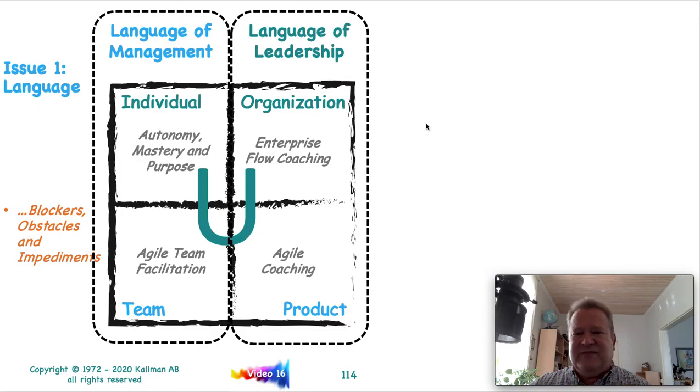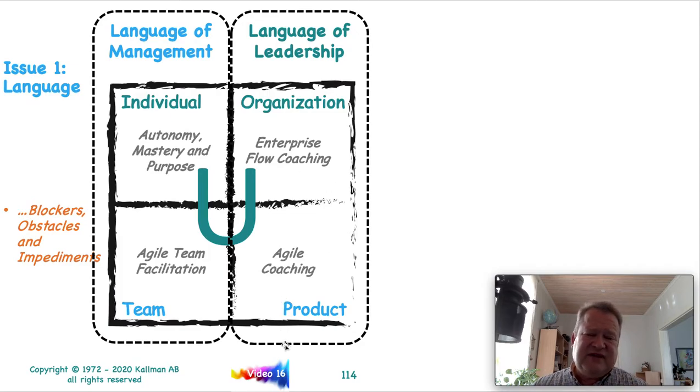So again, now we're getting back into the language of management and the language of leadership. And this is also another dichotomy in a way to look at this. Agile primarily focuses on team and individual. Management consulting focuses primarily on product and organization. And management consulting and Agile coaching need to learn to become more like each other. Okay? And so the language of management in this area can become a blocker to the language of leadership.